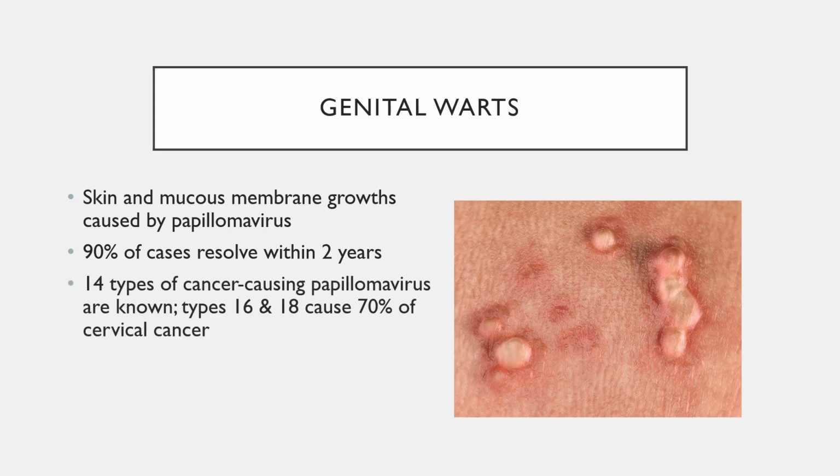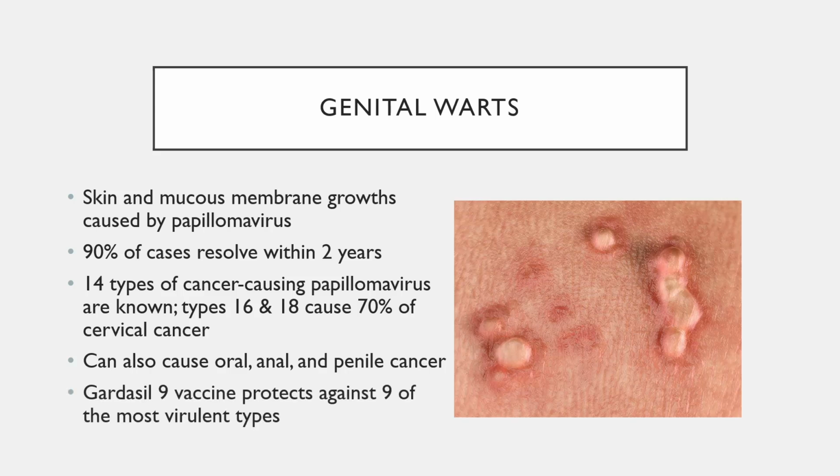There are well over 100 different strains of papillomavirus, and 14 have been identified as cancer-causing. Type 16 and 18 in particular are the cause of 70% of cases of cervical cancer. These strains can also cause oral, anal, and penile cancer, and this is the reason why a vaccine called Gardasil was developed to protect against human papillomavirus. Gardasil 9 protects against 9 of the most virulent types, but of course it doesn't protect against all of them, given that there are well over 100 strains of HPV.